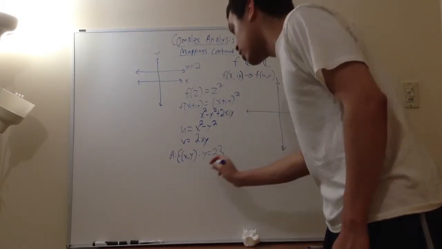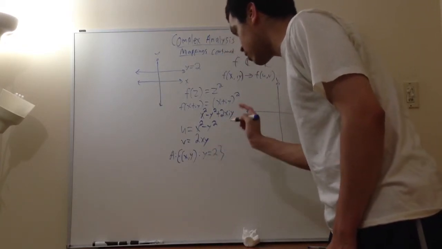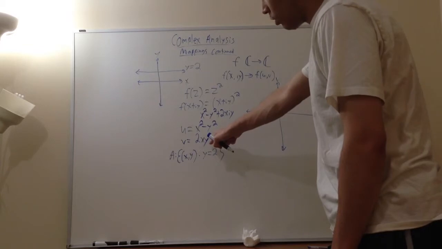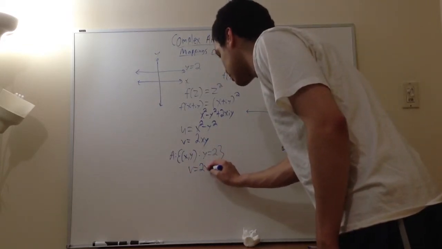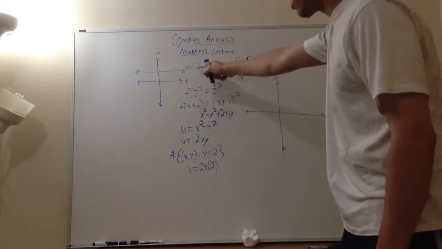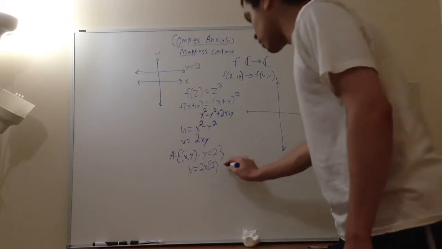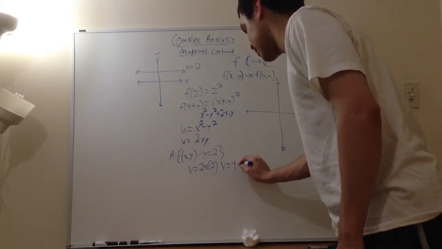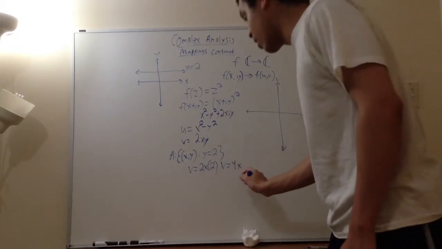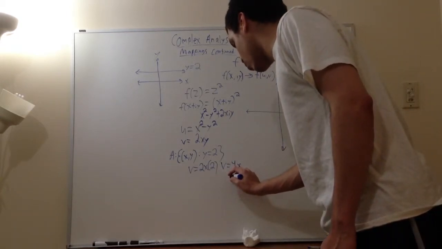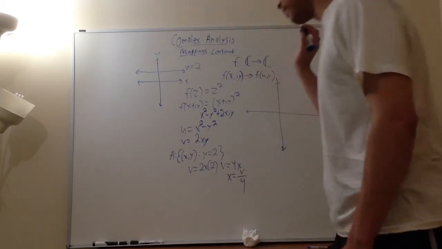Now, this is how you do it. This is how you essentially solve the problem. What we're going to do is take the 2 and plug it into the v. And so we're going to have v is equal to 2x times 2, because remember, y is equal to 2, and here we have 2xy, so we have 2x times 2, and so v is just equal to 4x. Now, if we want to know what this looks like in the UV plane, all we really have to do is solve for x here. So we're going to have x is equal to v divided by 4.